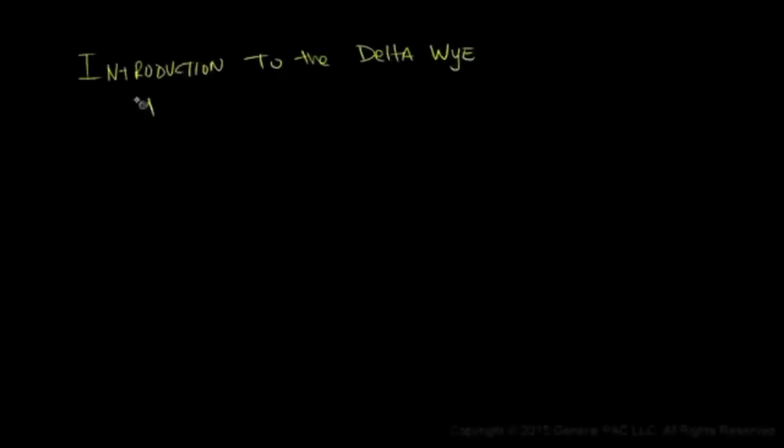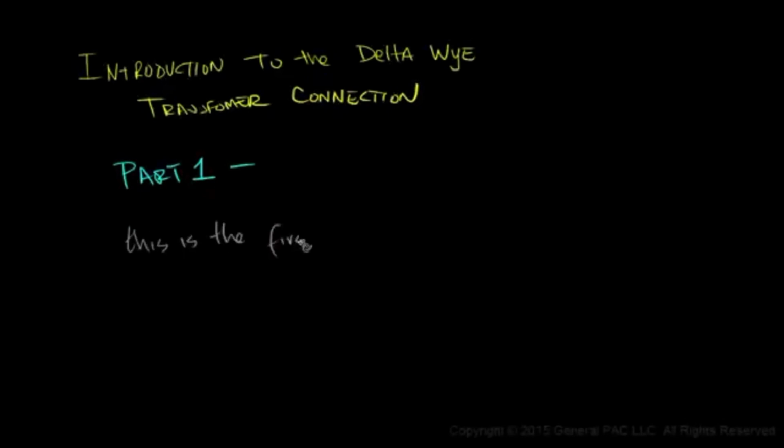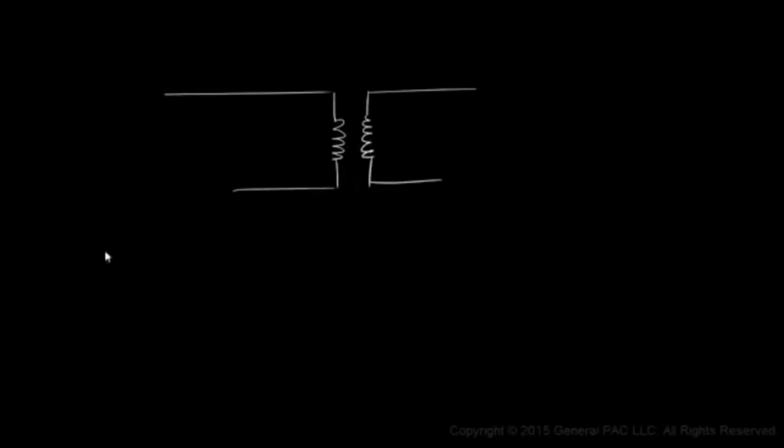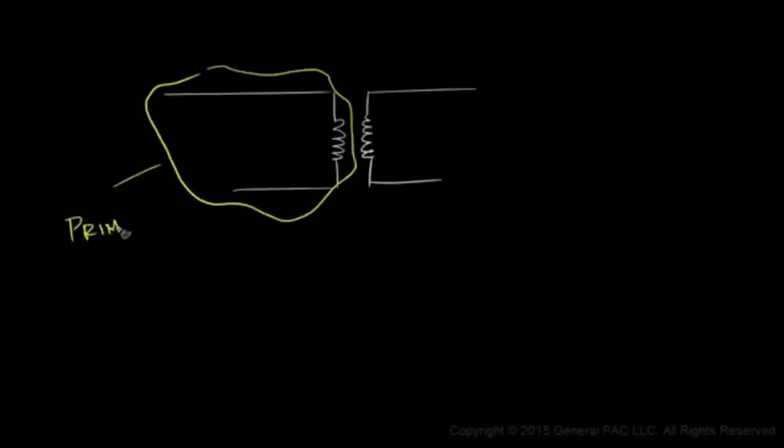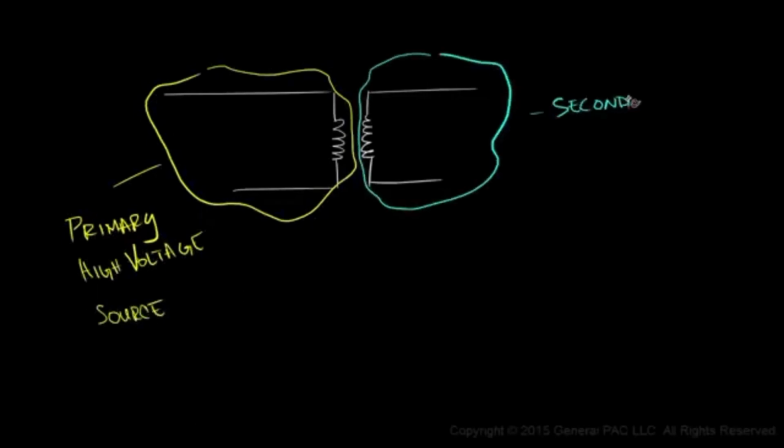Introduction to the delta-Y transformer connection, part 1. This is the first part of the series on delta-Y connection. Let's proceed to draw the single phase transformer with two windings. On the left side, we will assume the primary, high voltage or the source, and the right side is the secondary, or low voltage or load.